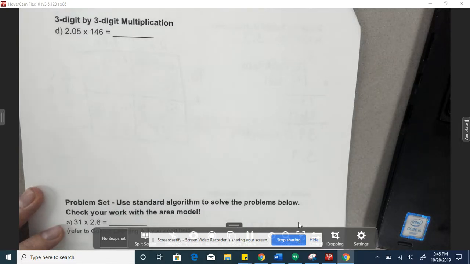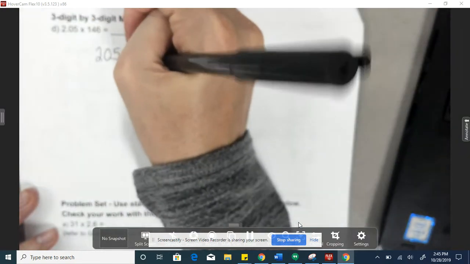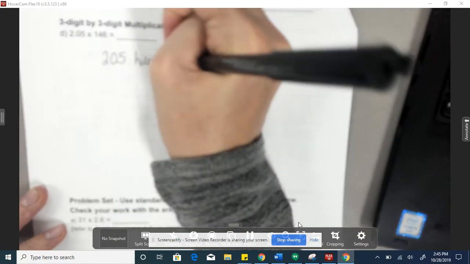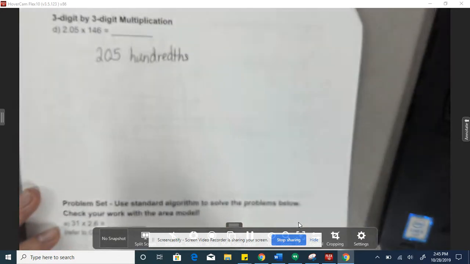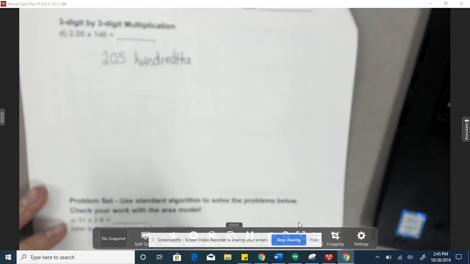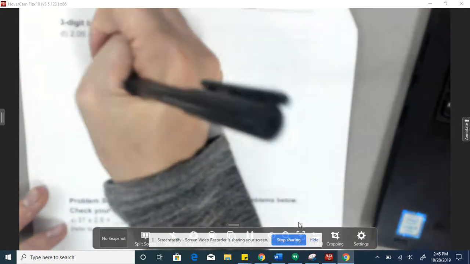Last one, we're going to multiply 2 and 5/100 times 146. We're going to write these in unit form. So we're going to write 205/100 because the 5 is in the hundredths place. We're going to multiply this by 146 ones.